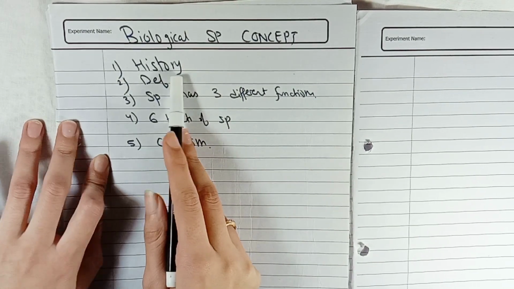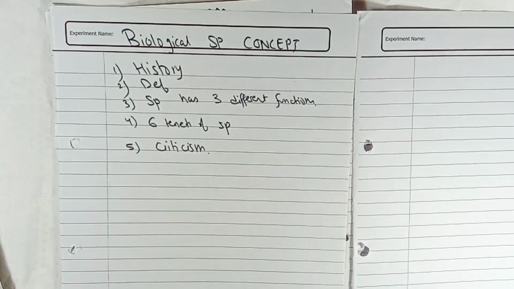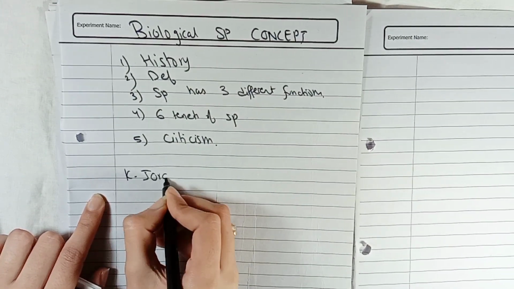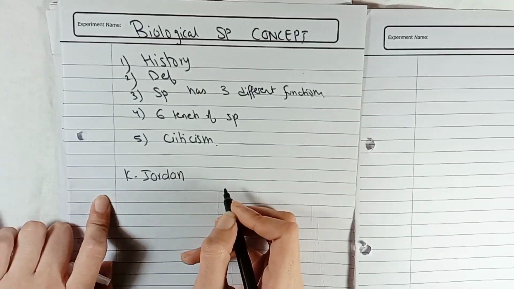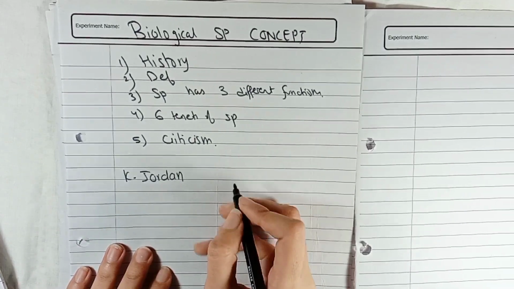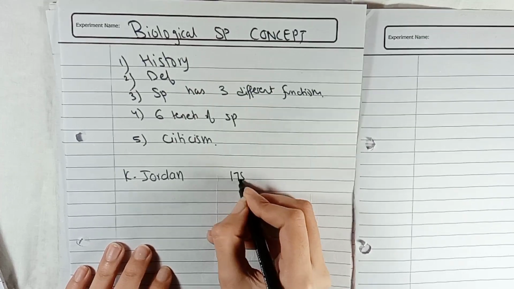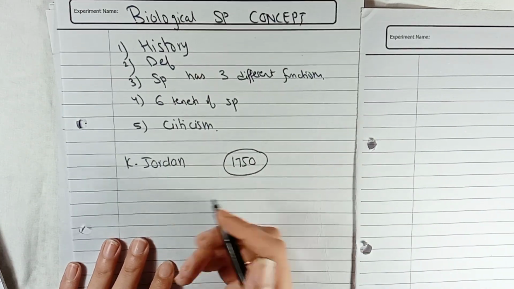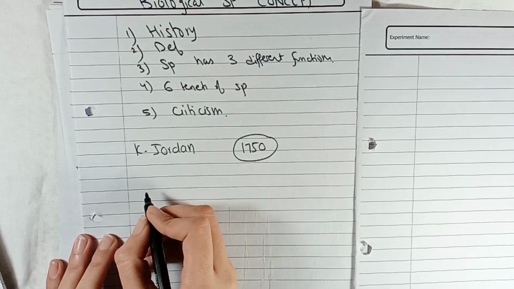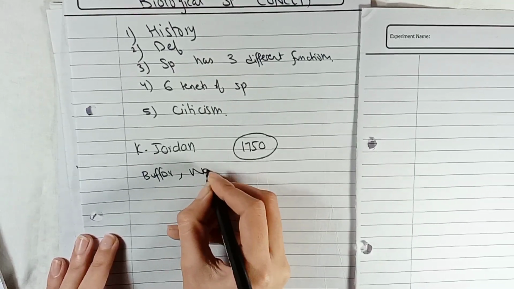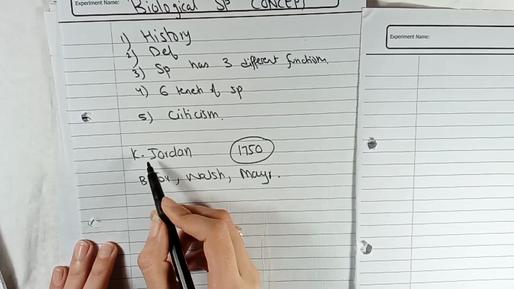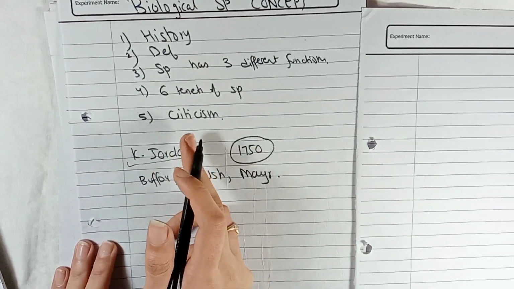If I talk about history, the biological species concept was proposed by K. Jordan. Firstly, it was given by a scientist whose name was K. Jordan, and this concept was given around 1750. It took many years to find its base, and the other scientists who supported this concept were Buffon, Walsh, and Mayr. But K. Jordan was the first one who formulated this concept.